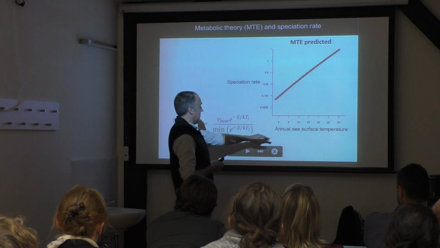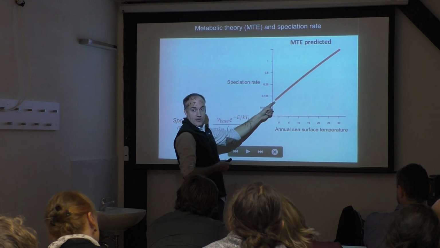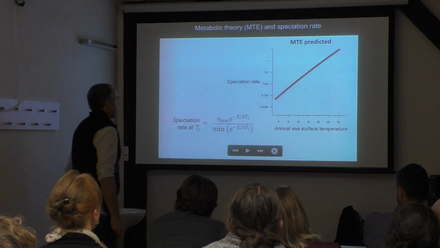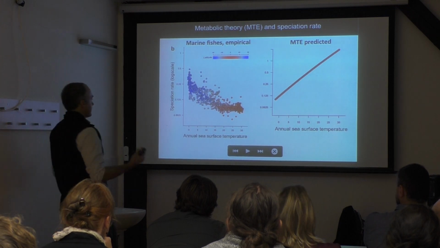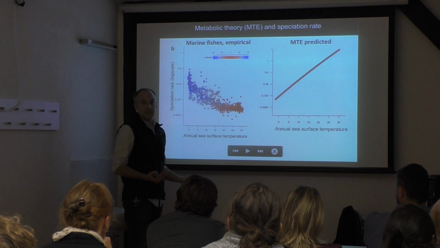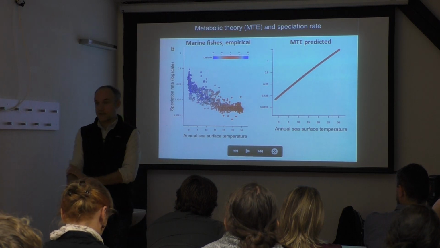So we should basically see a relationship between annual sea surface temperature and speciation rate that's sort of on this scale right here. However, this is actually what we see. So what this basically tells us is that the observed data for fishes are completely inconsistent with the speciation rate predictions from the metabolic theory of ecology.